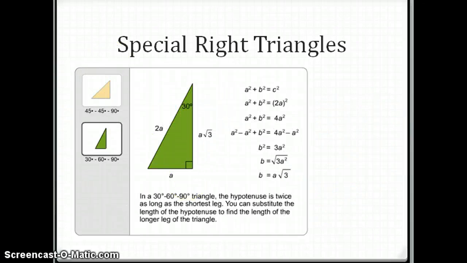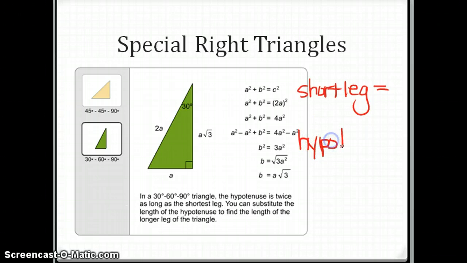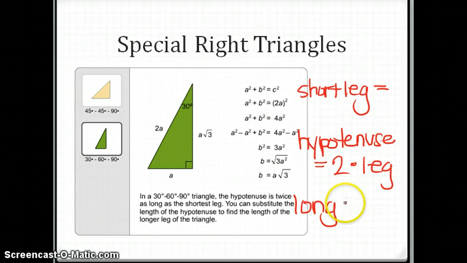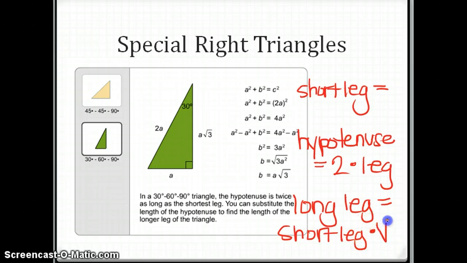If you have a 30, 60, 90, your short leg, you just need to find that measurement. Your hypotenuse is double that. Two times the short leg. And then your long leg is your short leg times radical 3.